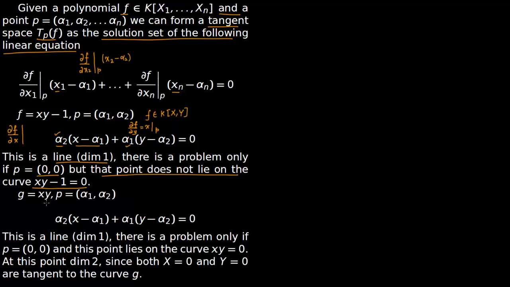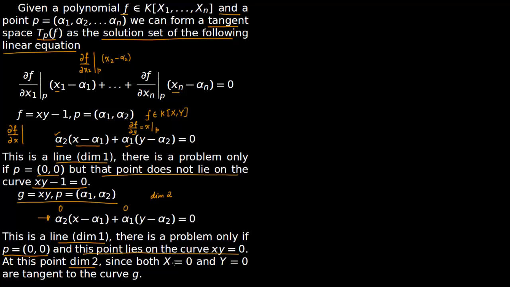Now let us do another curve g(x,y) = xy where we will have this problem. Everything is the same, we just have taken this constant out, so the equation would be the same. This is a line of dimension 1, and there is a problem only if the point is (0, 0), that is alpha 1 and alpha 2 are 0, and this point does lie on the curve xy equals 0. If this is 0 and this is 0, then you can plug in any value of x and y. So the dimension will become 2 at the origin.